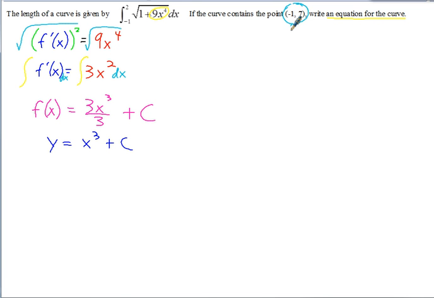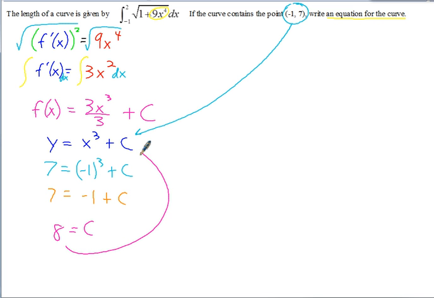But since it does, we substitute in for x and y like you do on the separation of variables problems. You substitute in 7 for y and negative 1 for x. Now we can solve for c. So 7 equals negative 1 cubed, which is negative 1, plus c. Then just add the 1 over, so c would equal 8. You can substitute that right in there. So an equation for the curve could be y equals x cubed plus 8.